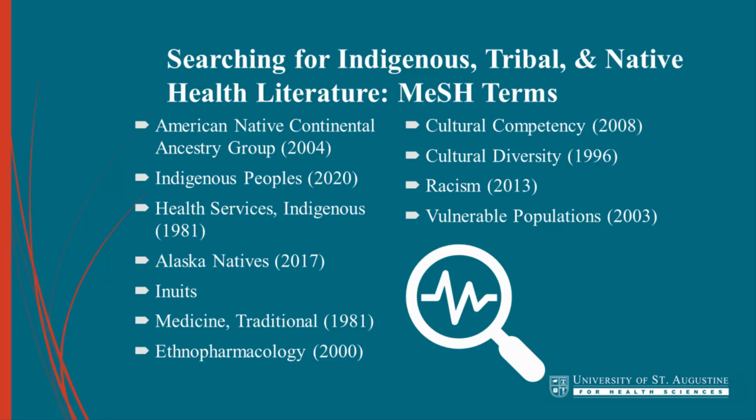There are known MeSH terms, for example, when it comes to specific indigenous community names, like the Cherokee or the Navajo, or even other native language names. Indigenous peoples or American Native Continental Ancestry Group might be the preferred MeSH terms in this case, but you can still use keywords such as Cherokee, Navajo, and their native language names to narrow the scope of your search results in combination with appropriate MeSH terms.